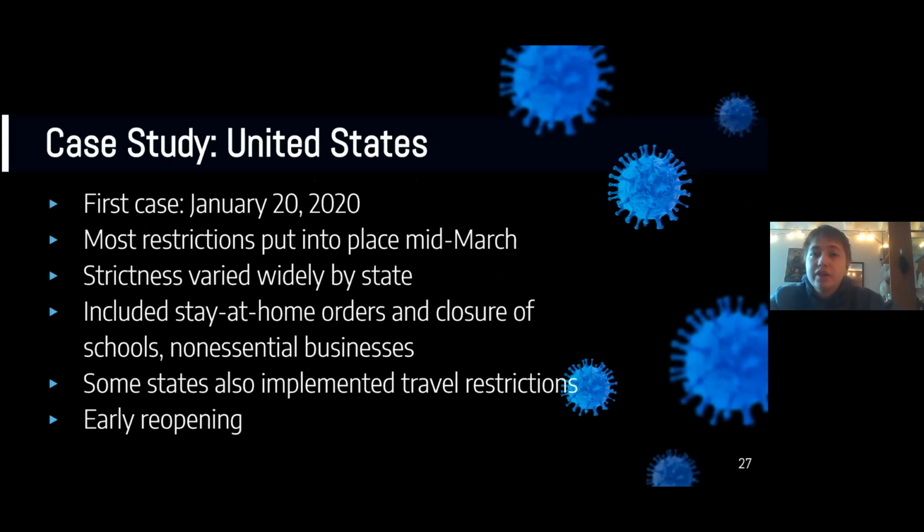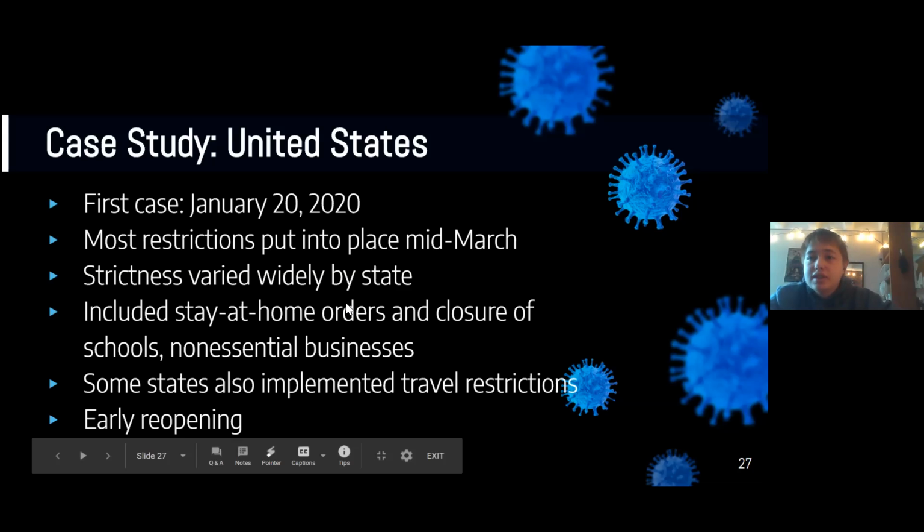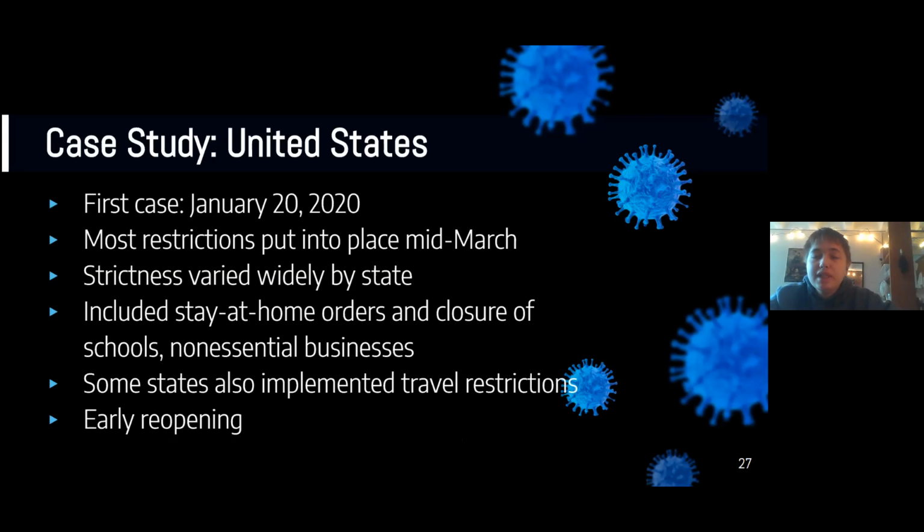And so now we'll look at the United States, which of the 3 countries had perhaps the most lenient lockdown policies. The first case was on January 20th, but most restrictions were put into place mid-March. The strictness varied widely by state, where some states had no stay-at-home orders and not all businesses were closed, whereas in other states there was a stay-at-home order and closure of all non-essential businesses, and schools were closed in all states. And there was also some implementation of travel restrictions in many states.